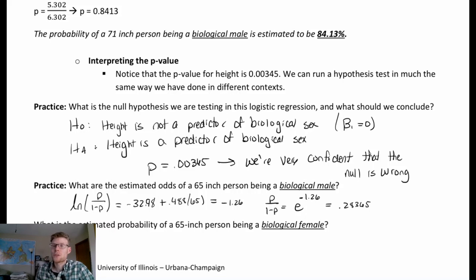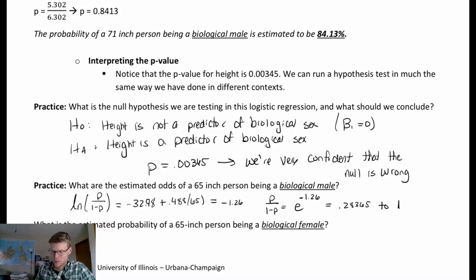And notice here that this is a value less than 1, meaning that the odds are in favor of them being female. Their odds are probably much better to be female, given that this is their height. But again, it's still very possible for this person to be male. It's not that unusual, but the odds favor female more than male, given only this information about their height.